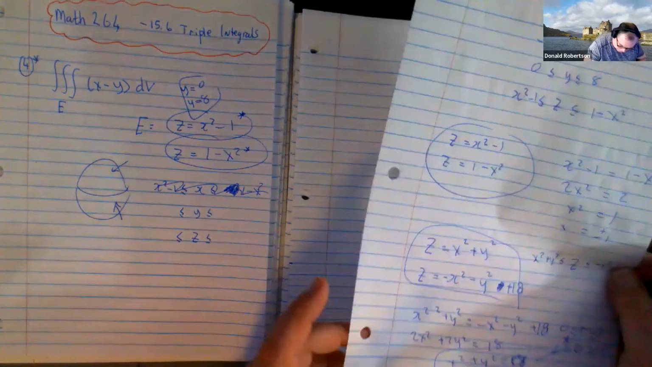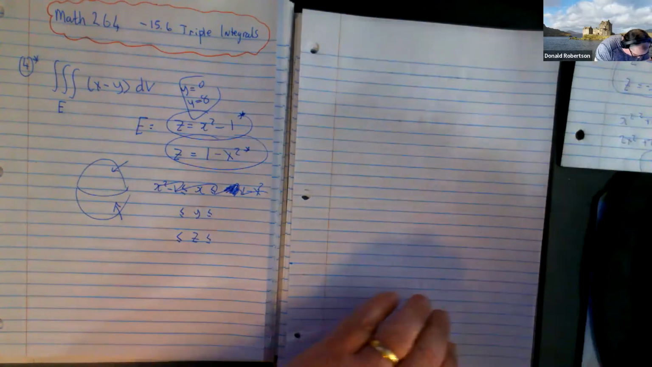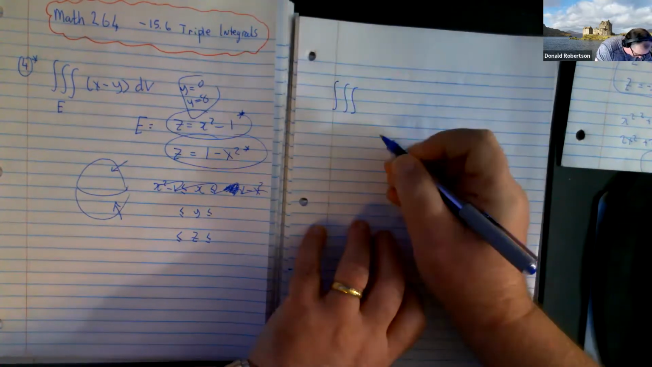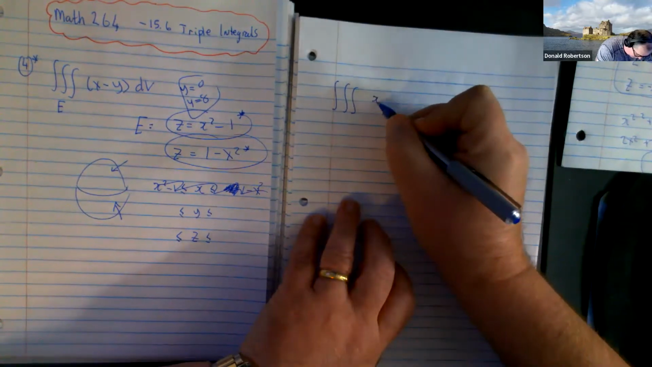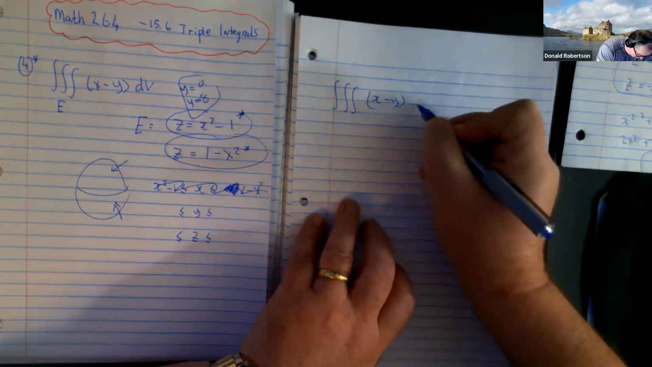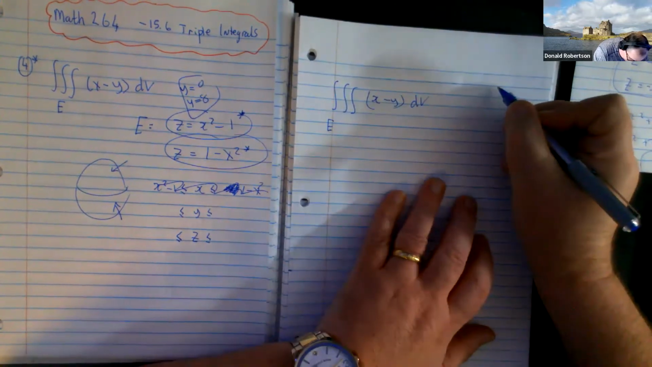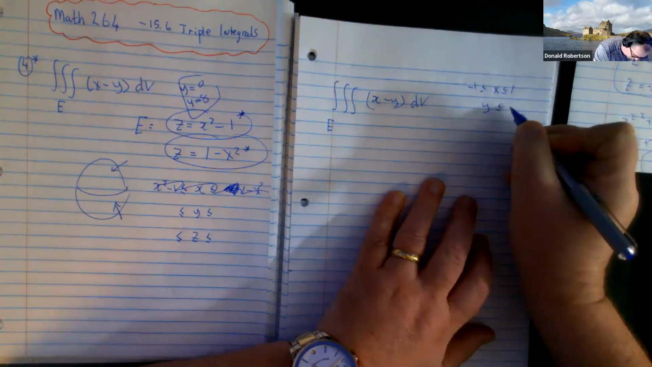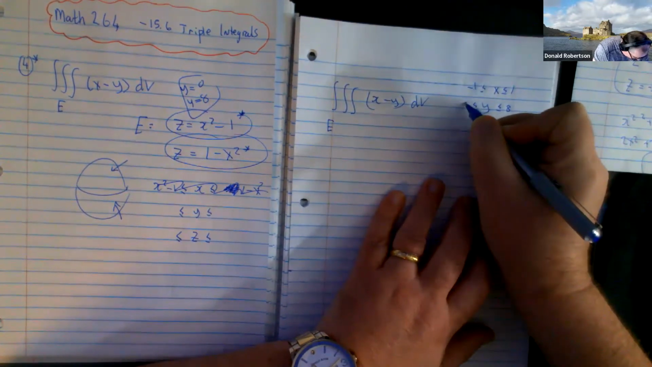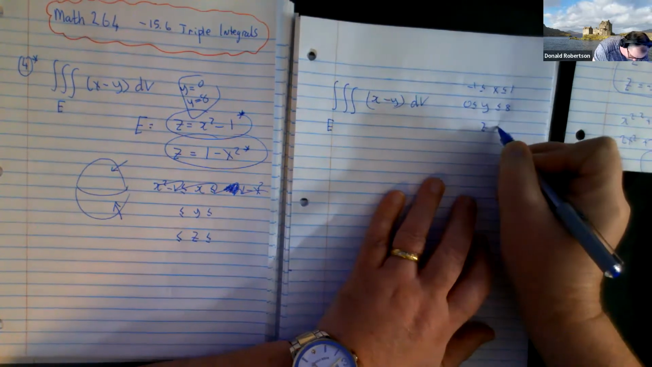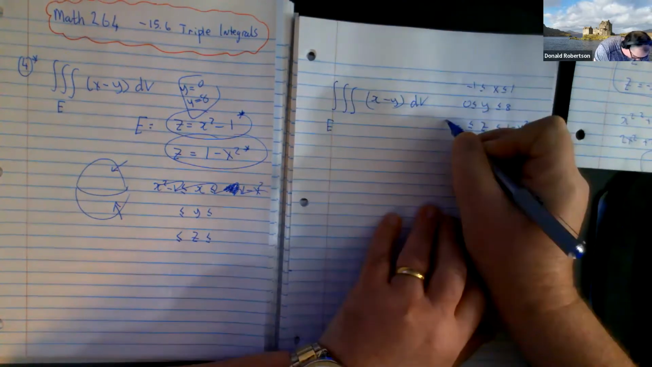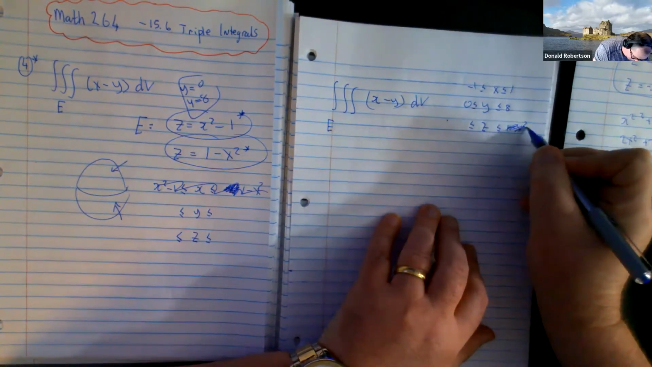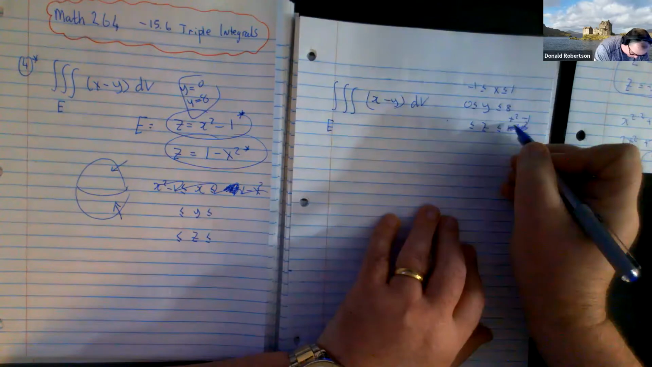Now I've made a whole load of different running around here, so let's return back to this question. We're being asked to find the triple integral of x take away y dv over a region E, and we know that the x's go between 1 and -1, we just found that. We know the y's go from 0 to 8 because they told us, and the z's go from x squared minus 1 to 1 minus x squared.